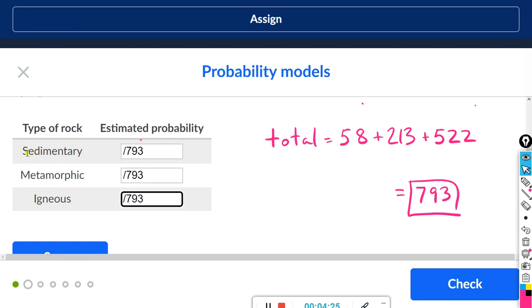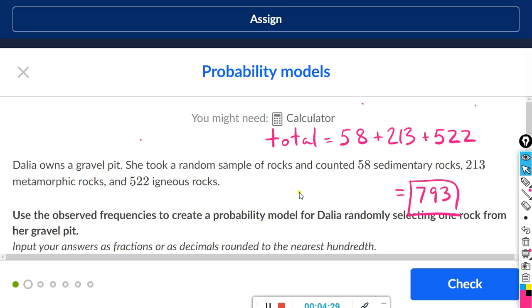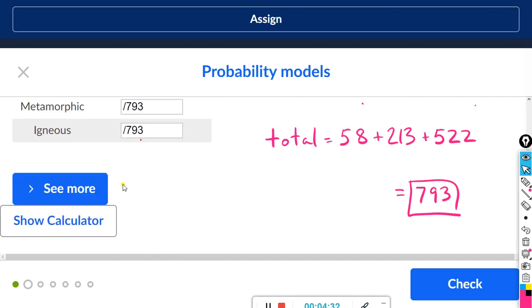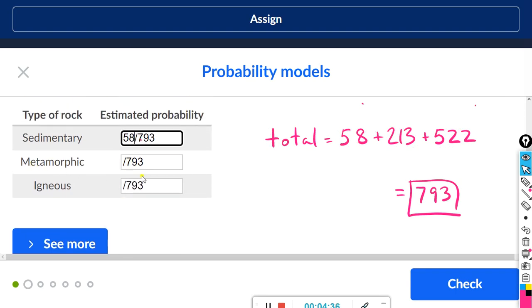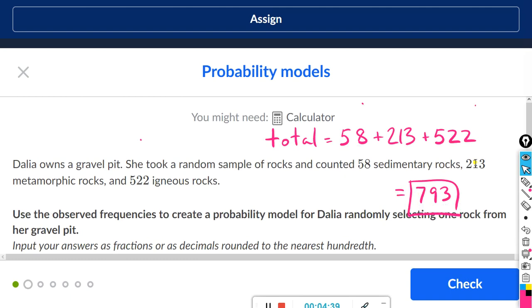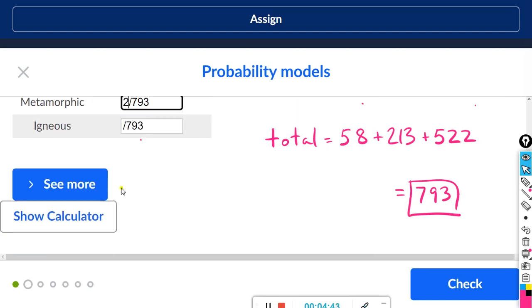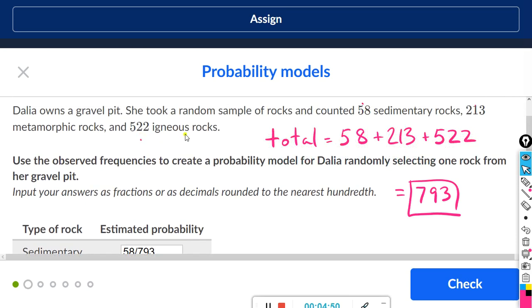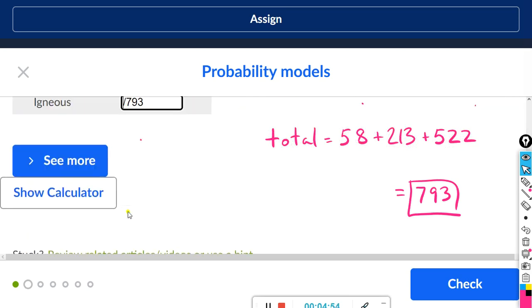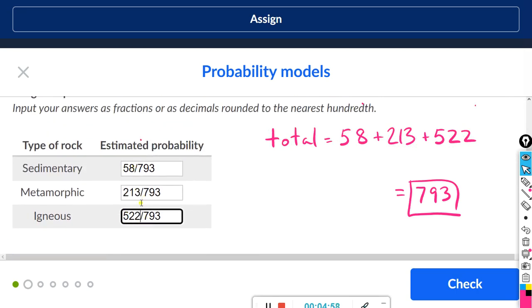Now for the sedimentary, there were 58 of those, so that goes in the numerator. And for the metamorphic, there were 213 of those, so that goes in the numerator. And finally, for the igneous, there were 522, so that goes in the numerator. So these always have to add to 1 if you want to check your work. Since all the denominators are 793, the numerators have to add to 793 as well to get the total equal to 1.